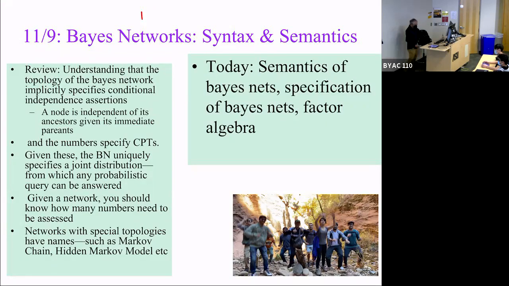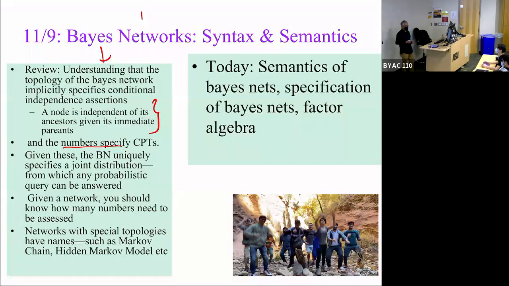Okay, so you should understand this slide by now. You need to understand that the topology of the Bayes network implicitly specifies conditional independence assertions, and that a node is independent of its ancestors given its immediate parents, and the numbers at each node specify the conditional probability table of that node being true or false given a configuration of values to its parents. We are looking specifically at Boolean variables right now, but in general, the idea of Bayes networks is general. So it can be for multi-valued variables as well as continuous variables.